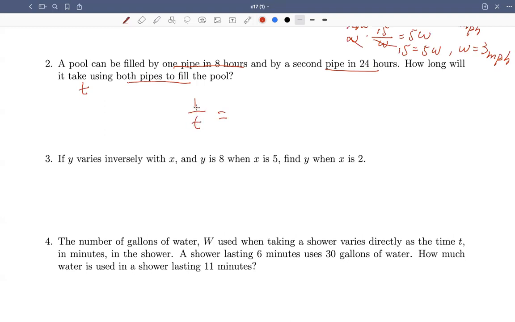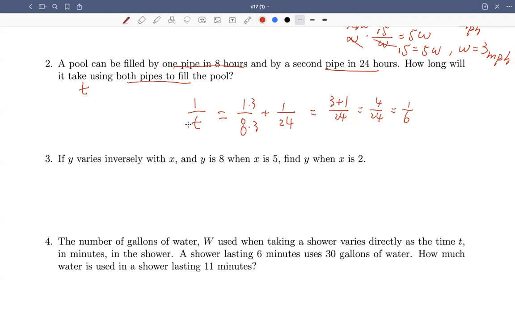That's 1 over T, right? Work done divided by the time it needs, that's 1 over T. Then that is the speed of the first pipe, 1 over 8 hours, plus the speed of the second pipe, which is 1 over 24. Right? Now we combine these. We need a common denominator. So this becomes 3 plus 1 over 24, right? Which is 4 over 24. Or that can be simplified as 1 over 6, because 4 goes into 24 6 times.